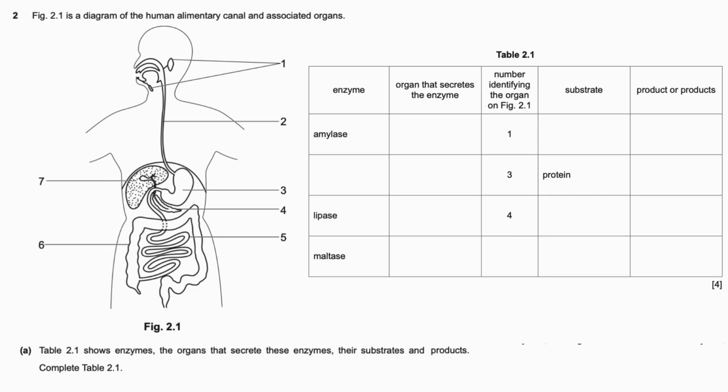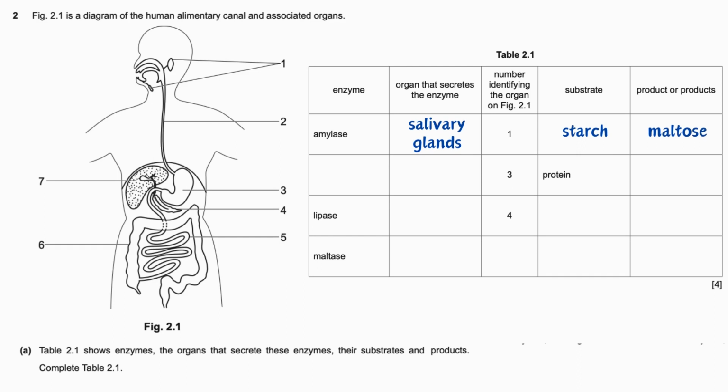Figure 2.1 is a diagram of the human alimentary canal and associated organs. Table 2.1 shows enzymes, the organs that secrete these enzymes, their substrates and products. Complete Table 2.1. Enzyme: amylase. Organ that secretes the enzyme, well, that's salivary glands. Remember, its substrate is starch and the product is maltose.